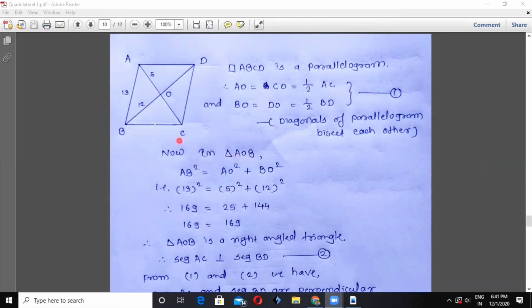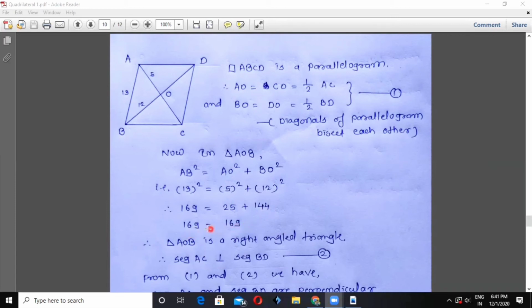Now consider triangle AOB. So for this triangle, we have the lengths of three sides, that is we can write here AB square is equal to AO square plus BO square, as the length of AB is given to be 13, length of AO is given to be 5 and length of BO is given to be 12. So if we make square of 13, it will be 169, and if we add the squares of AO and BO, it will be 25 plus 144, that is equal to 169.